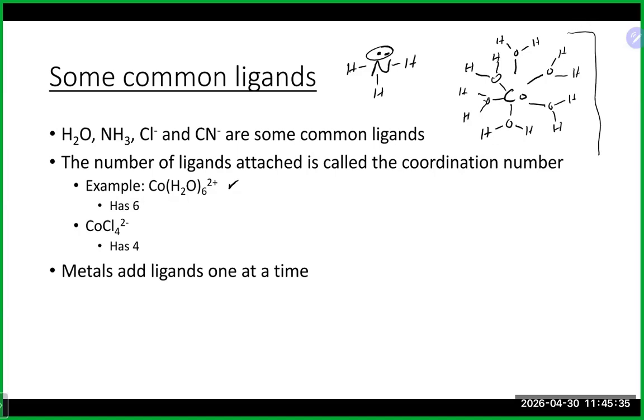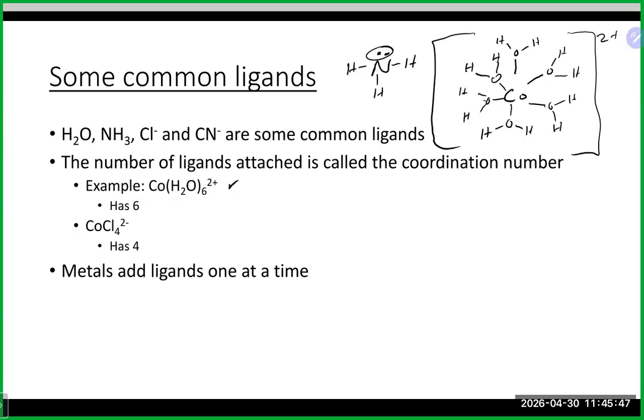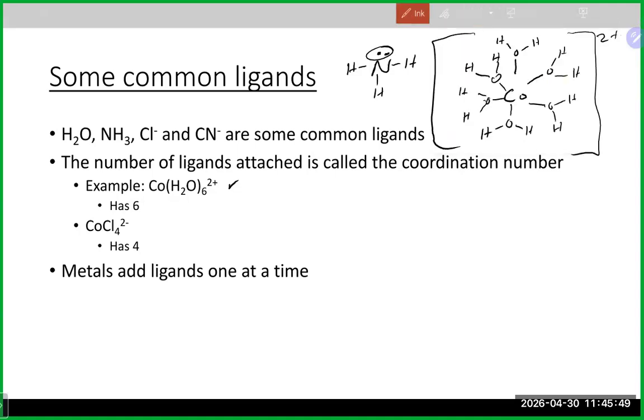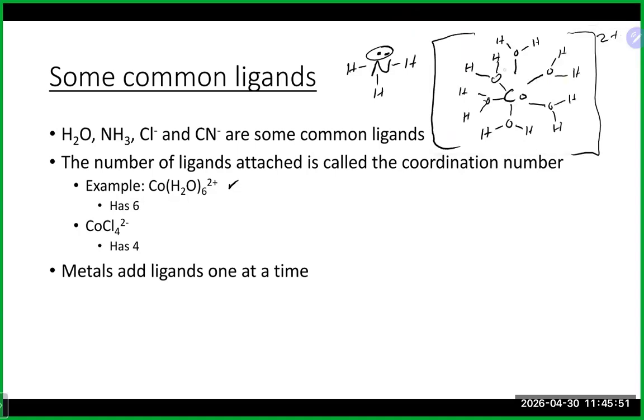By the way, this overall thing has a +2 charge, and that +2 charge is coming from the cobalt because each water is neutral, right? So water doesn't have a charge. So when we talk about the coordination number, what's really happening here is we have this atom, this atom, this atom, this atom, this atom, and this atom. Those are the 6 atoms directly attached to the cobalt in the middle through the oxygen, and it would have a coordination number of 6.